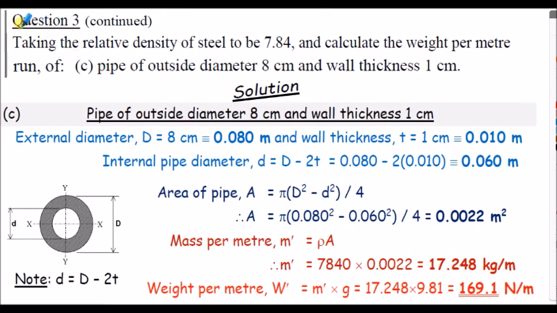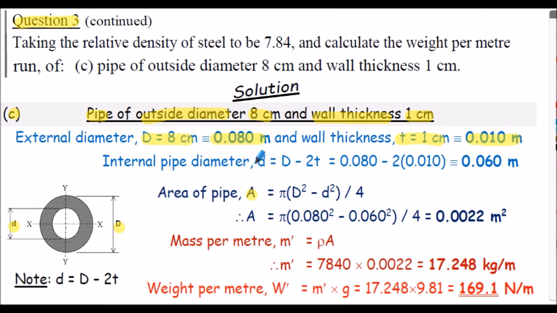And question 3 continued again, part C. This time we have a pipe with an outside diameter 8 centimeters and a wall thickness of 1 centimeter. So be careful with the information given here. The first thing to do is to convert the centimeters into meters, and also the wall thickness from centimeters to meters. So to calculate the area using our standard formula for a pipe or an annulus, we need to know both the outside and the inside diameter. So we need to calculate the inside diameter.